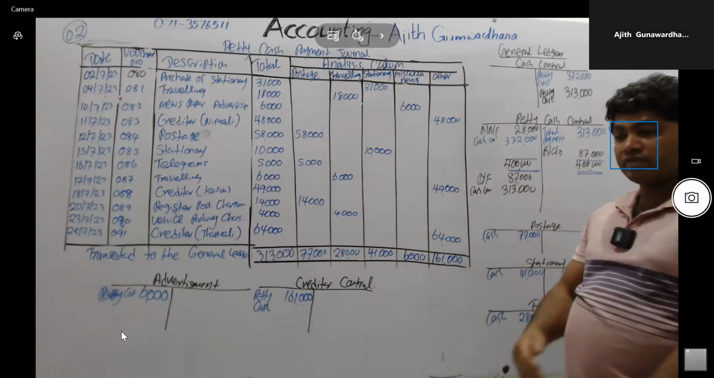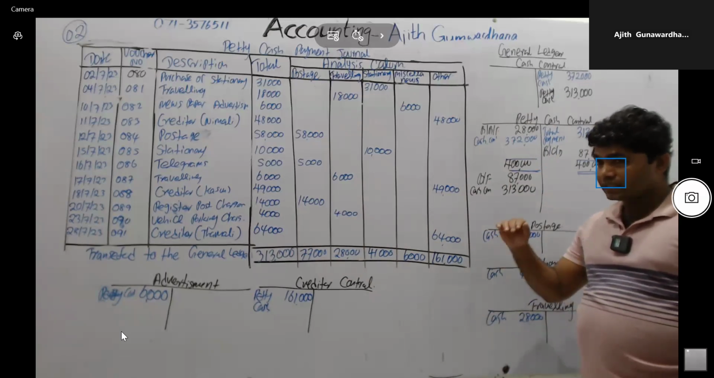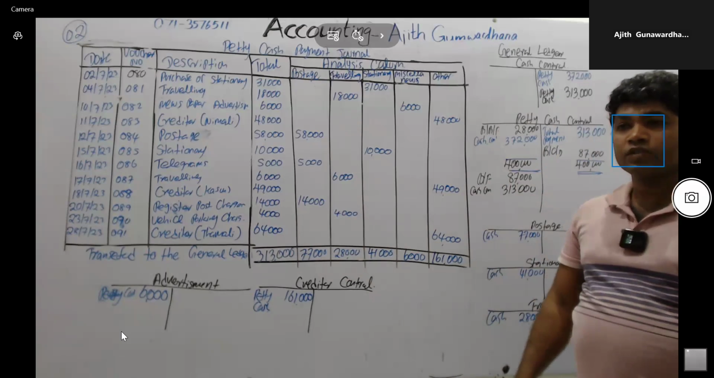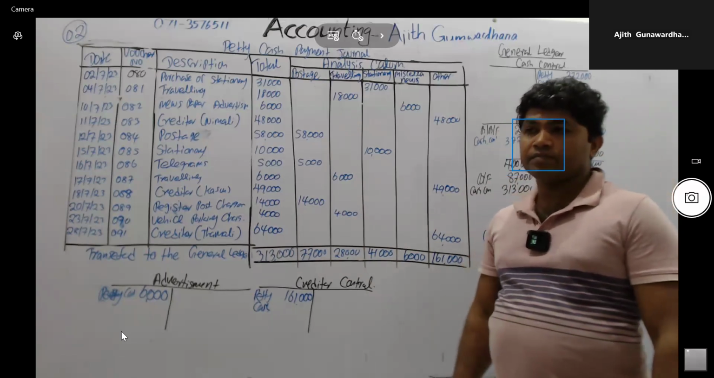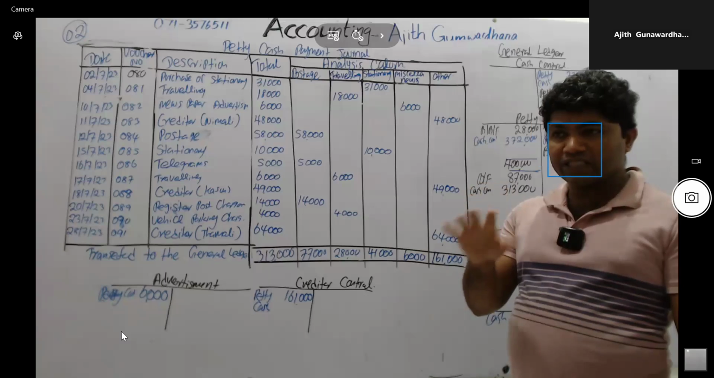There are 3 types of business, 4 types of organization available. We are going to discuss how to prepare financial statements for sole proprietorship, partnership and company. For all business organizations, before preparing financial statements, this is the path.